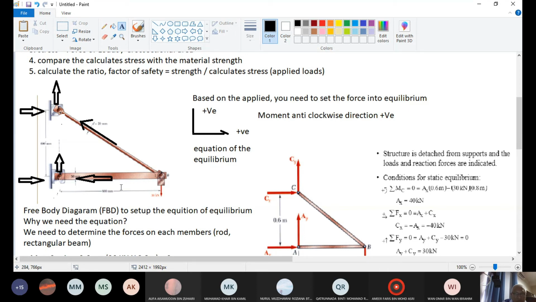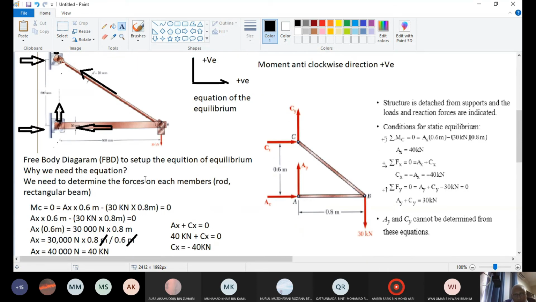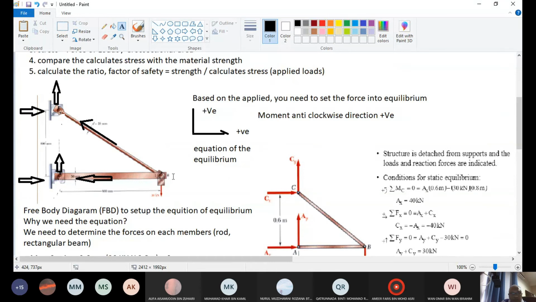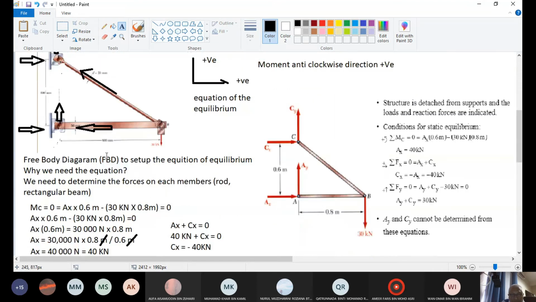Okay. Free body diagram, you have to set up the equation. Before you set up the equation, you have to determine the point of load. Where is the load acting? It will be at B, the joint here, and also acting at point A here, and at point C here.